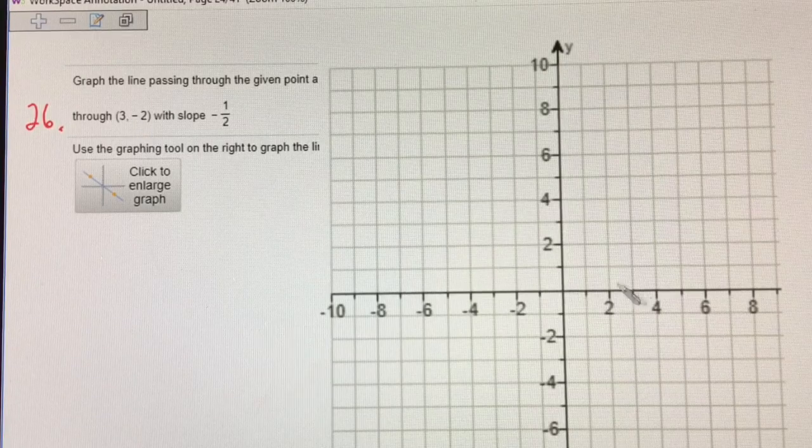I go to 3, -2, place my dot, and then my slope is down 1 over 2. From there I go down 1 over 2, down 1 over 2, up 1, left 2, up 1, left 2. Do your best, connect the dots.